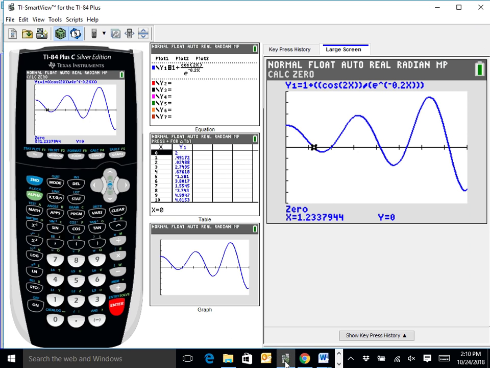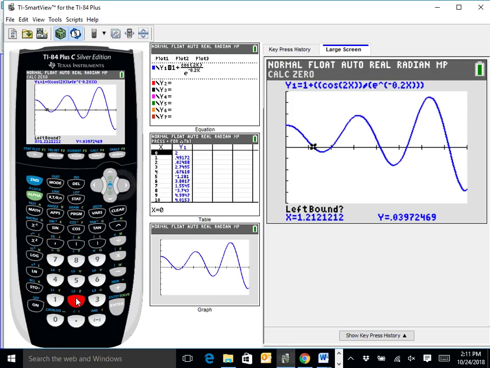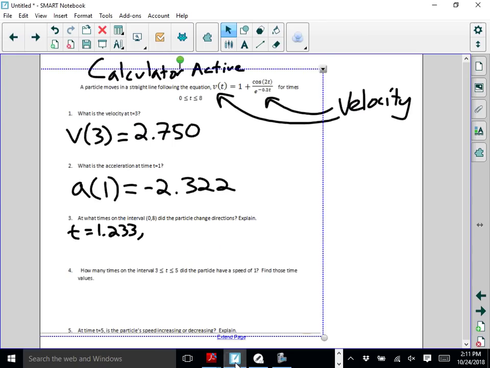Second calc, 0. I want to be on the left bound of my next zero. That's good enough. I want to be on the right bound. I'm going to hit enter one more time. My next one is 1.987. Again, I can round or truncate. I'm just going to truncate because it's easier for me.